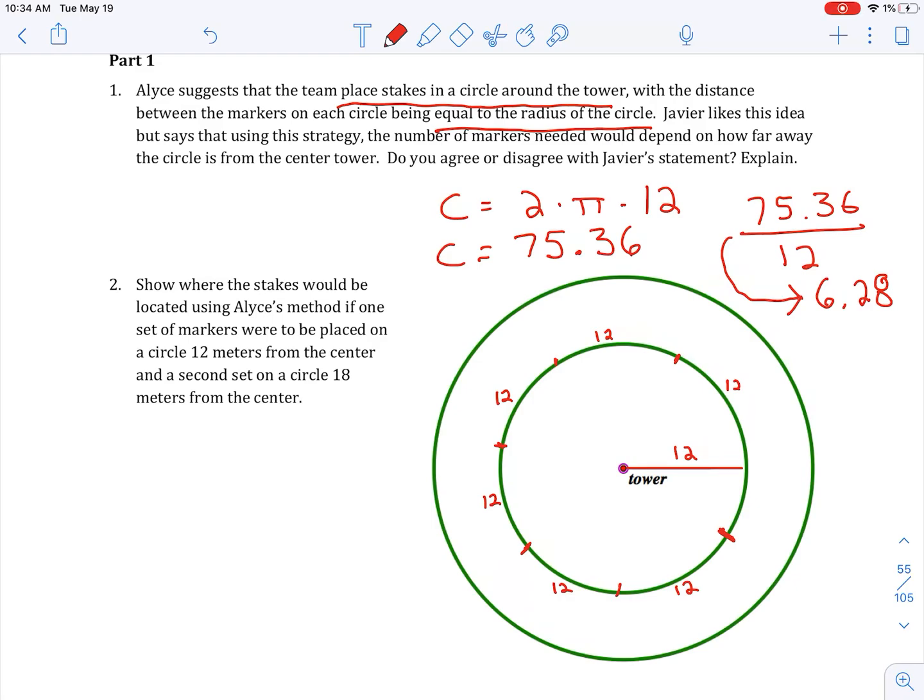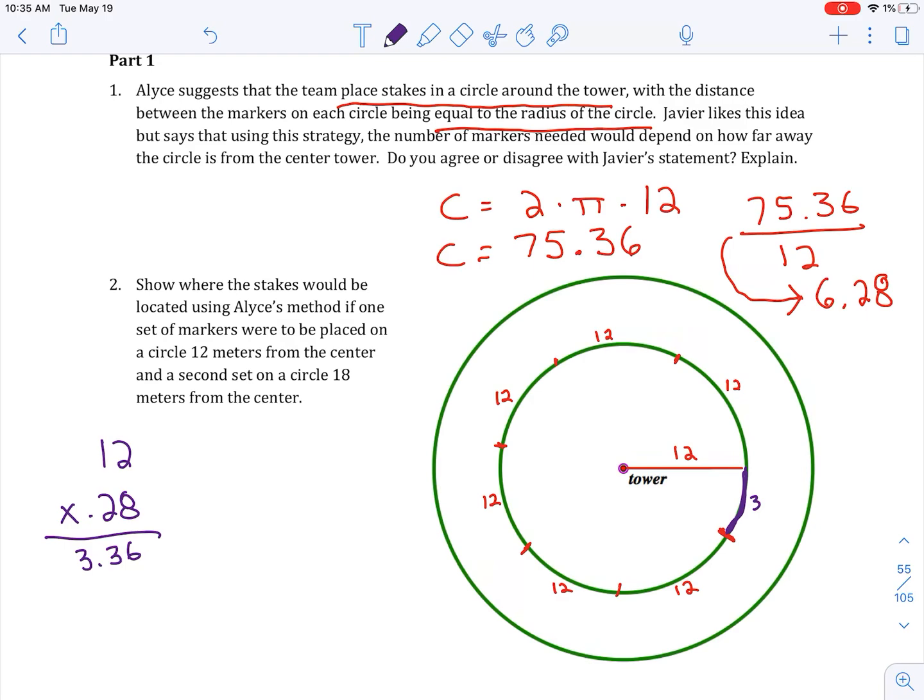And then I got this little piece over here. So what is that little piece? That's the 0.28, but it's not 0.28 meters. It's 0.28 of the radius. So if I go over here and I go 12 times 0.28, what am I going to get? I'm going to get 3.36.